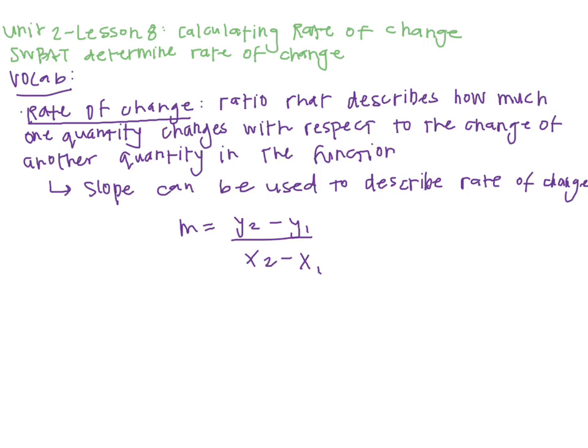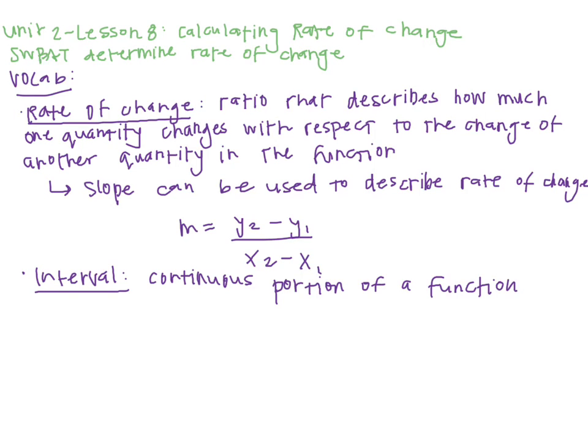Our second term is interval. An interval is a continuous portion of a function. So when we look at rate of change, often we'll be looking at a certain interval. That means we're just looking at one section of the function and we're trying to decide what the rate of change is in that one section.